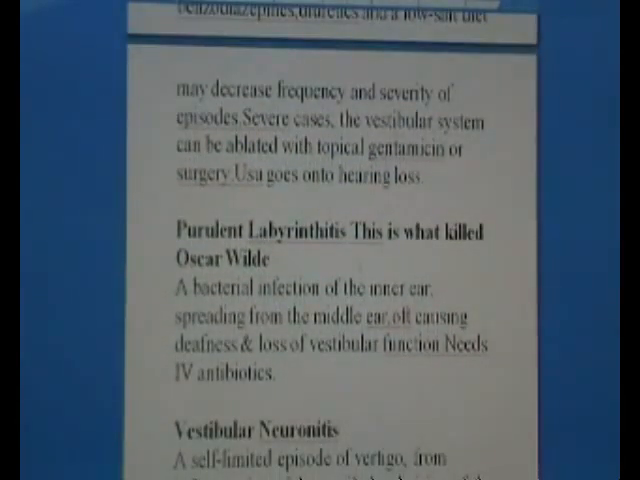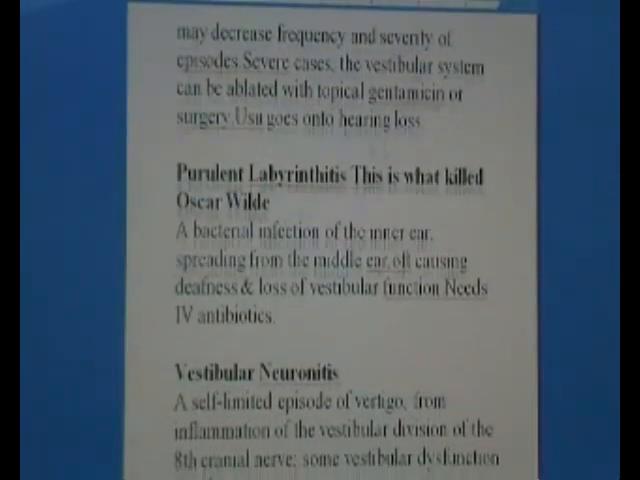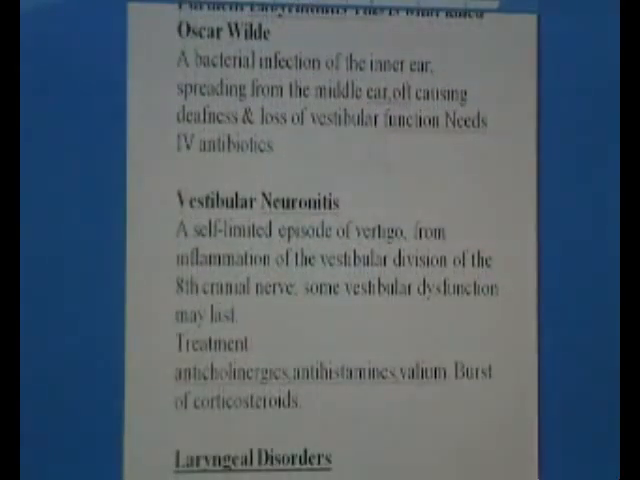Purulent labyrinthitis. This is what killed Oscar Wilde. In other words, got a bad ear infection, went into the bone, went from the middle ear, causing osteomyelitis. So you've got deafness, loss of vestibular function, needs antibiotics.